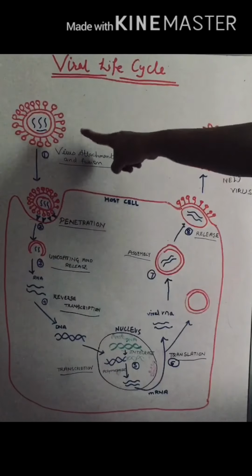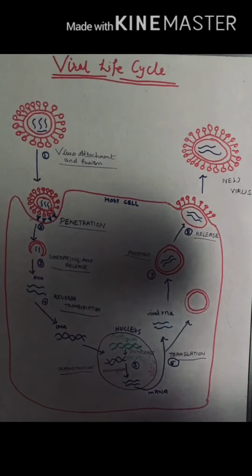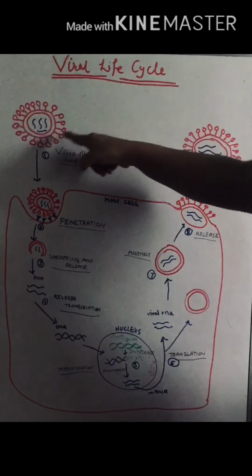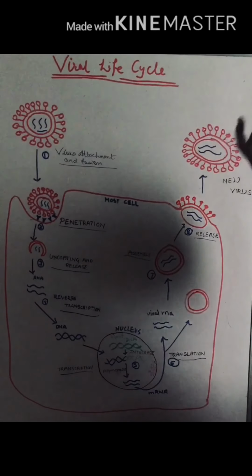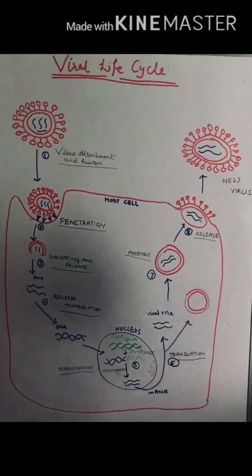This is the virus, where you can see the virus is surrounded by an envelope and we have a protein structure. This is the protein structure, namely hemagglutinin and neuraminidase.